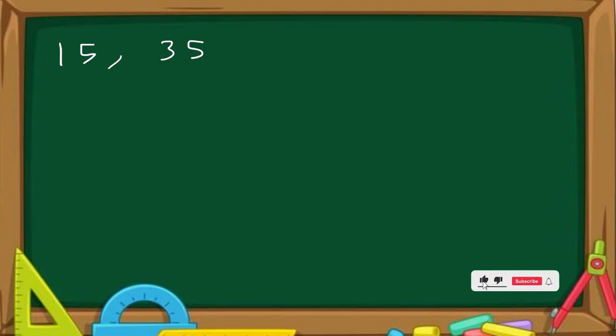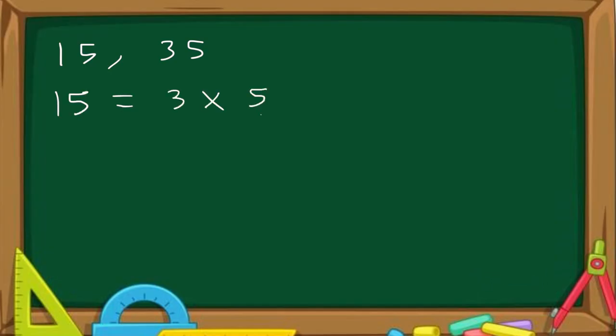First, write the prime factorization of each number. The prime factorization of 15 is simply 3 times 5. You want to break down 15 into prime numbers that multiply to 15. 35 is a composite number, and it can be broken down into 7 times 5.